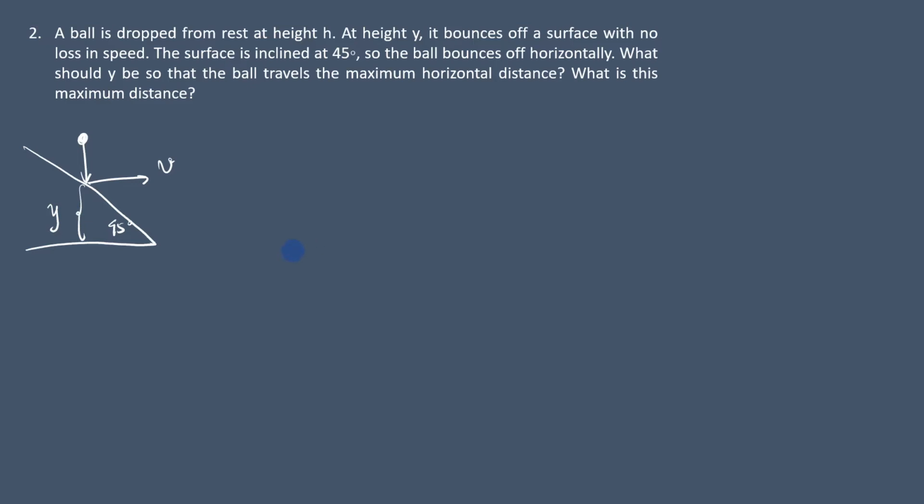Okay, like this. Let v be the speed at the bounce, which is the same as the speed right before the bounce. If t1 is the time to hit the surface, then we can write an equation from the kinematic equation: s equals v0 t1 plus 1/2 g t1 squared.